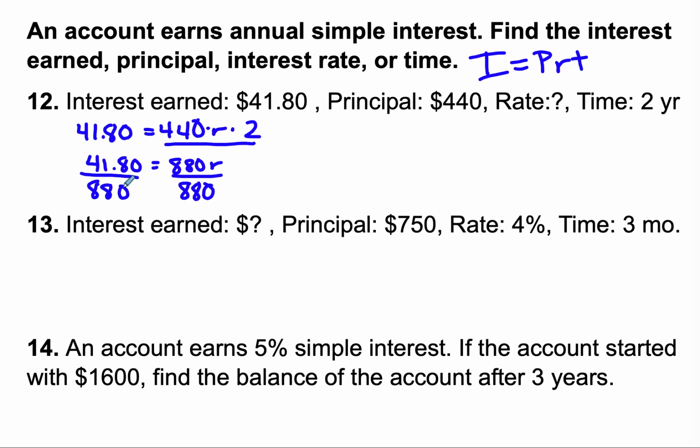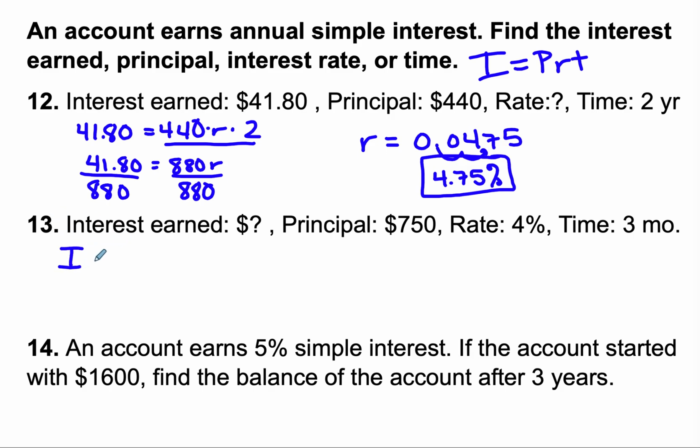So that means I'm doing 41.8 divided by 880, and I get my rate is 0.0475. That is 475 10,000ths. That is my decimal. That is not my percent. I can move that decimal 2 places over to the right to make it into a percent, which would be 4 75/100% as our rate.